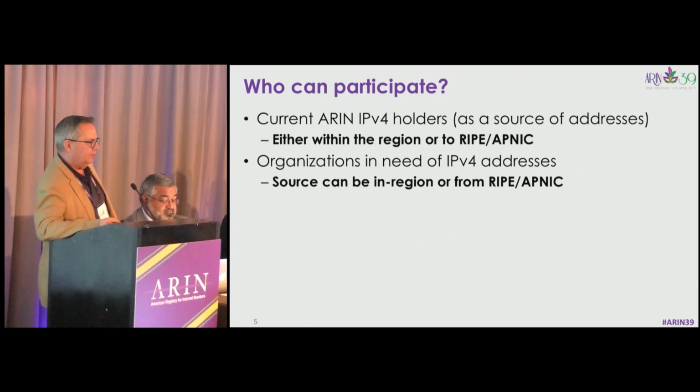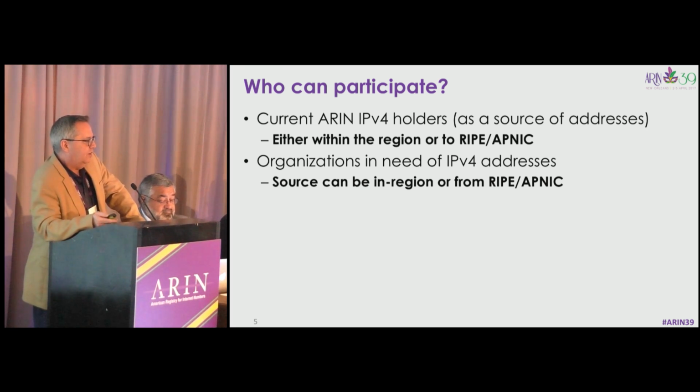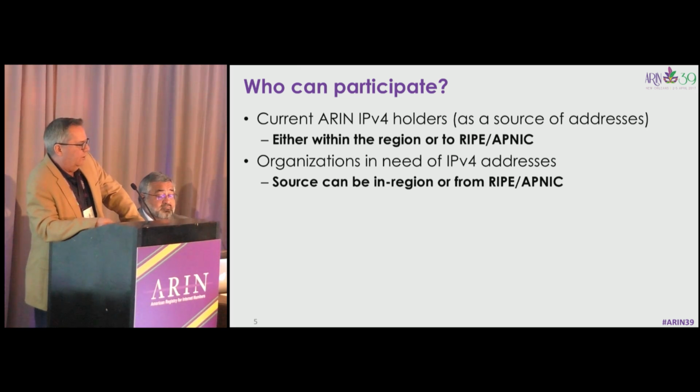So who can participate in these two different transfer processes? Current ARIN IPv4 holders can participate as the source of addresses, either within the region or with the 8.4s to RIPE or APNIC recipients, and also then the organizations in need of the IPv4 addresses, the recipients, can source from within the region or from the APNIC or RIPE region.